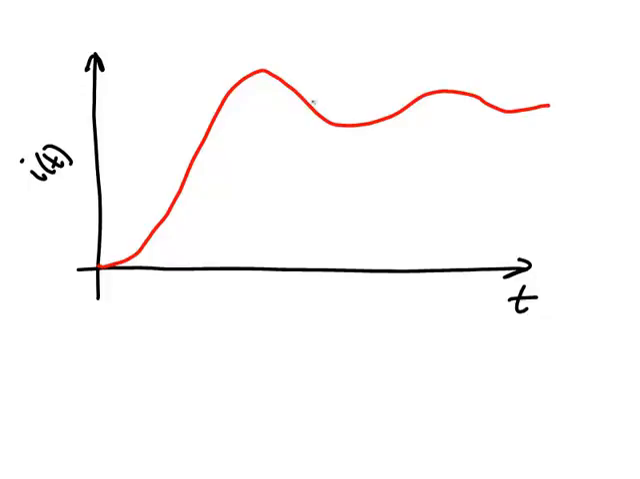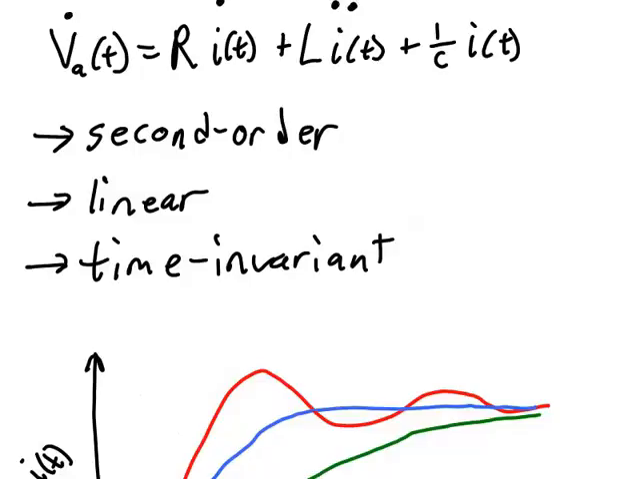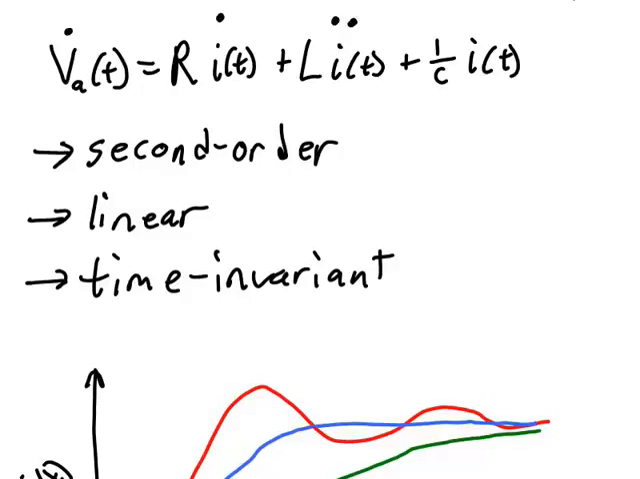The red one is underdamped. It may be critically damped, as fast of a response as possible with no oscillations. Or maybe the response will be overdamped, slower than critically damped. Can we tell from the equation whether it's going to be underdamped, overdamped, or critically damped?